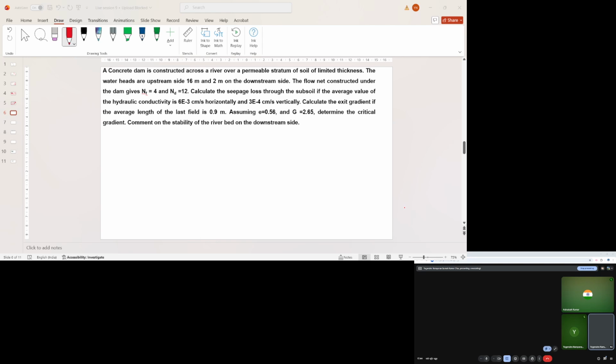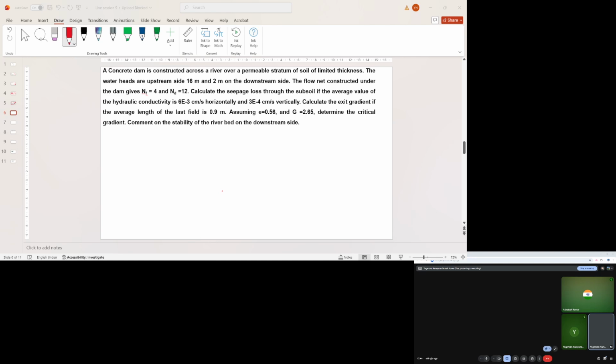Do the conversion once. 1.34 into 10 to the power minus 5. What is the unit? Meter per second.